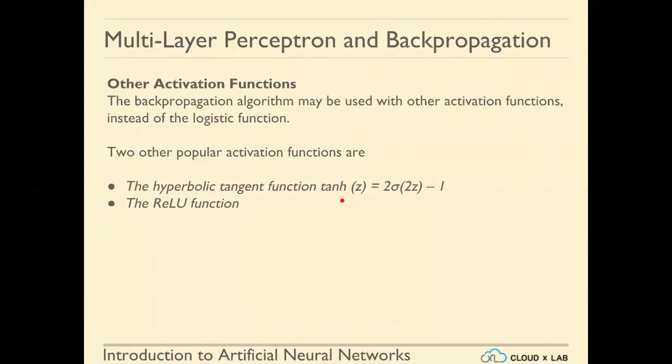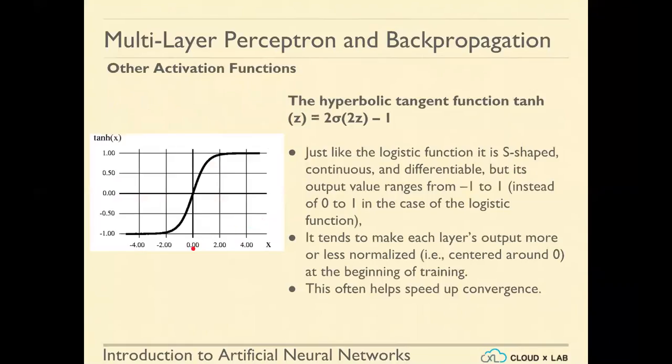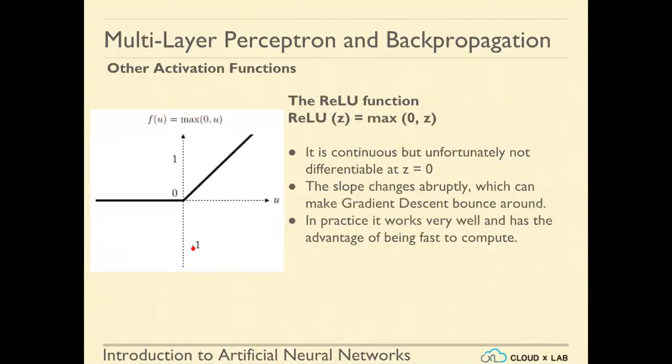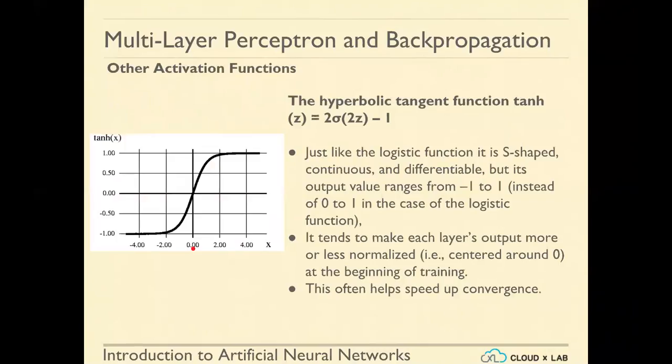Tan h is sine h by cos h, and if you compute that, it actually comes to 2 times sigmoid of 2z minus 1. So people have figured out that tan h also works really well, and there is something called the ReLU function. ReLU is something that we have studied earlier also, and is actually used quite often.